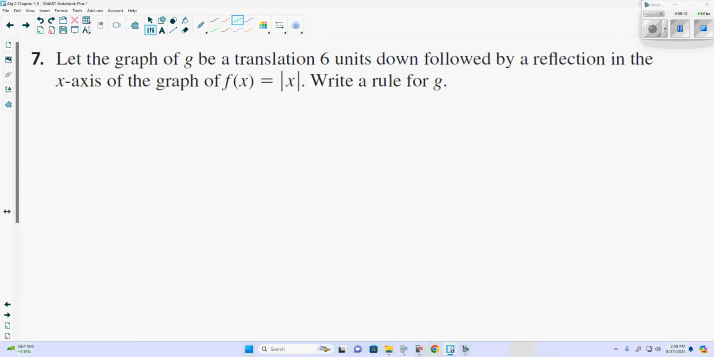Let's look at this one here. Let the graph of g be a translation 6 units down, followed by a reflection in the x-axis. So our first transformation here is 6 units down. Our second one is a reflection in the x-axis.